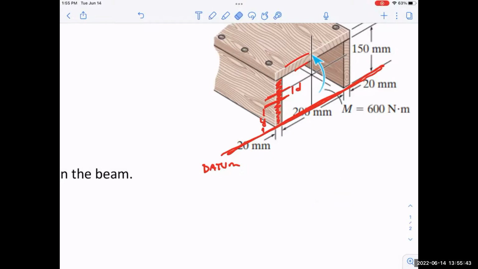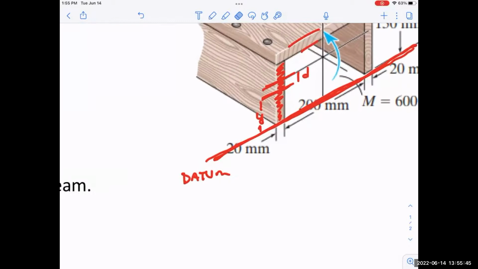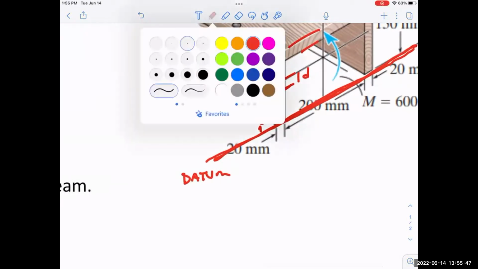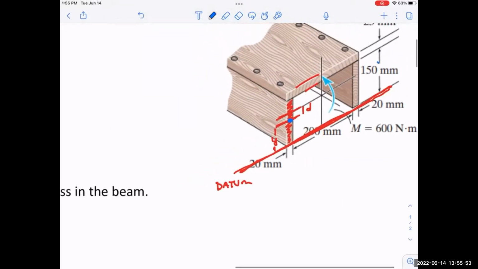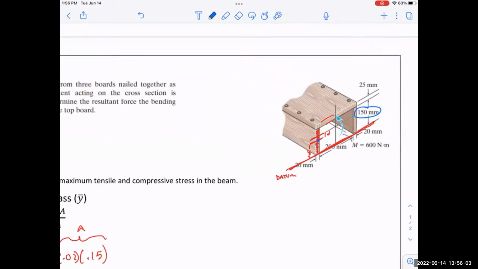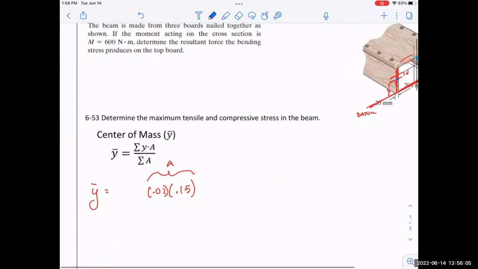Okay, so how far is that away? Because it's measured from the center of mass of the shape. In other words, this is the center of that area right there. Because this thing is 150 millimeters tall, then that Y distance would be 75 millimeters. You agree with that? That's how far it is away from that datum. So 0.075 meters. There's one of them.